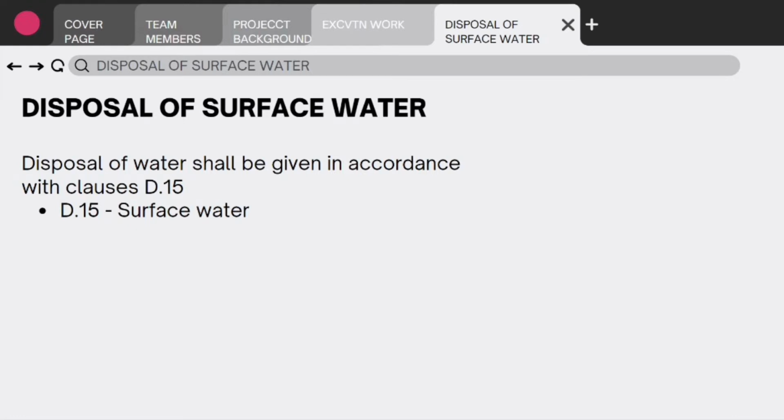Disposal of surface water. Disposal of surface water for MH1 and MH5 shall be given in accordance with clause D15. There are no calculations involved in this clause as the unit of measurement is item.